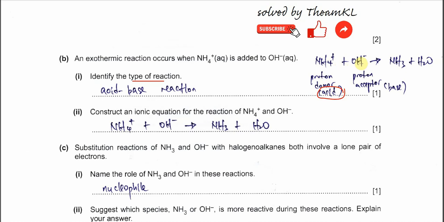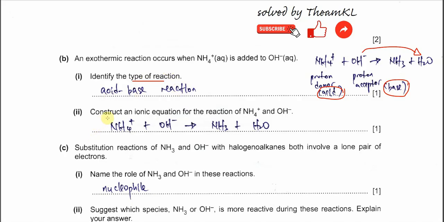Hydroxide is the one that gains the proton. After that H2O is formed. So it's a proton acceptor. So we say that this is a base. So the reaction between the acid and base now is quite clear. We know the type of reaction. So it's an acid-base reaction.